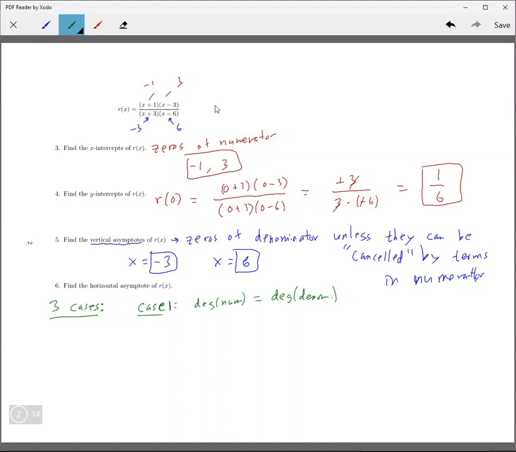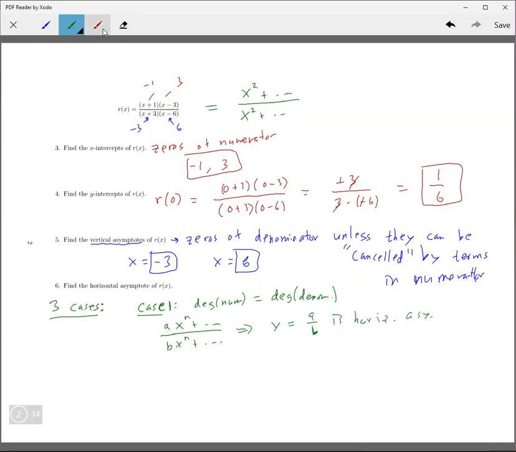Here, if you were to expand this out, I'm not going to expand it out, but the highest order term would be x squared here. That's going to be x squared. The highest order term is going to be x squared here. Okay, so if they're the same, and this is the highest order term, with lower order terms going on, then y equals a over b is the horizontal asymptote.